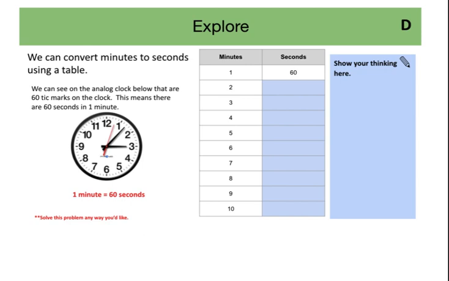So here they want us to convert minutes to seconds using a table. We can see on the analog clock below that there are 60 tick marks on the clock. This means there are 60 seconds in 1 minute. So this red hand will travel all the way around before the minute hand moves 1 tick mark. So it'll take 1 whole minute, 60 seconds, for the red hand to travel all the way around. Here in the table, it tells us that 1 minute equals 60 seconds.